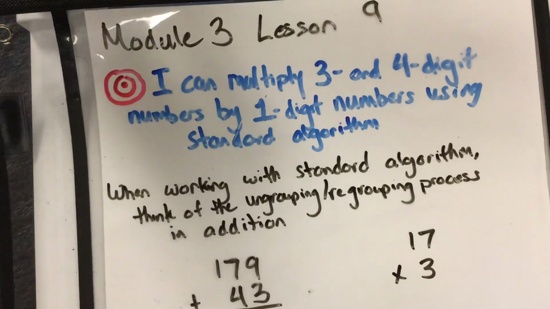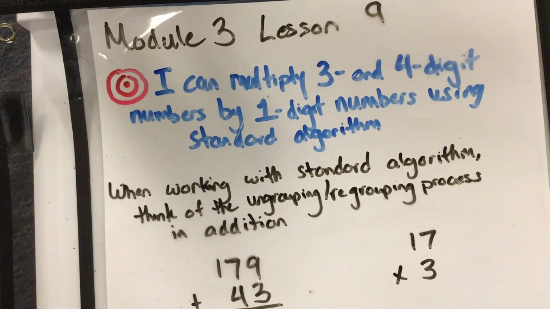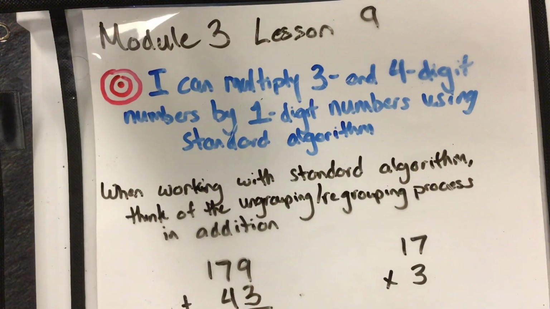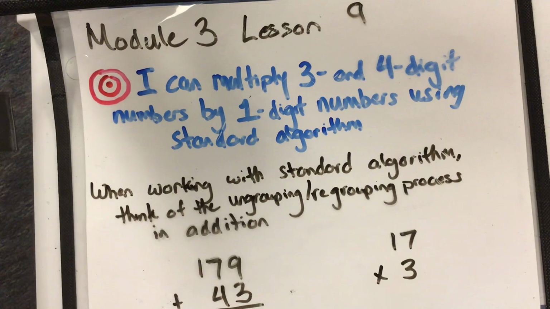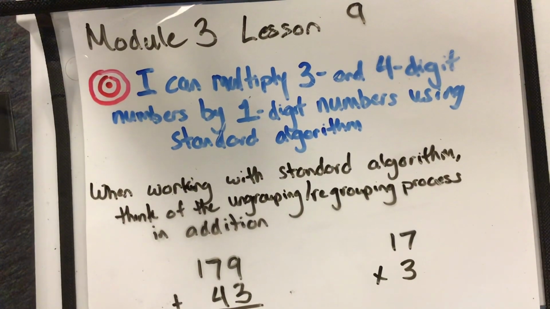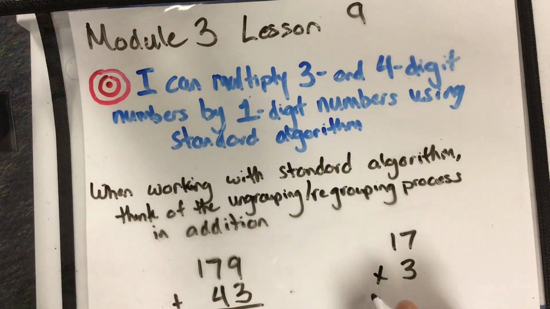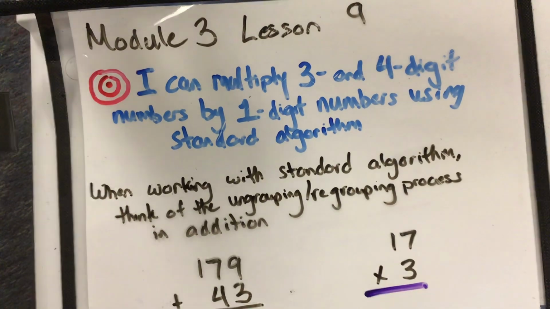Hello, fourth graders. Today we are looking at Module 3, Lesson 9 in our Eureka Math. We've been continuing our learning on multiplying 3-digit and 4-digit numbers. So far we've done partial products, we've done area models, and now we're going to relate partial products with the standard algorithm. A lot of us said that we preferred to use partial products because it's something that we've had practice with.